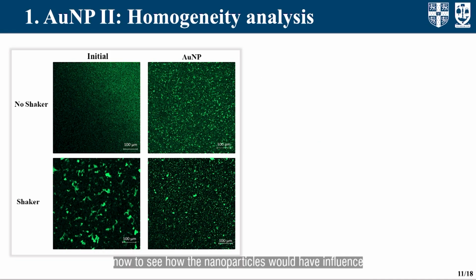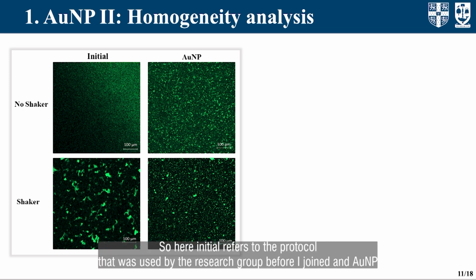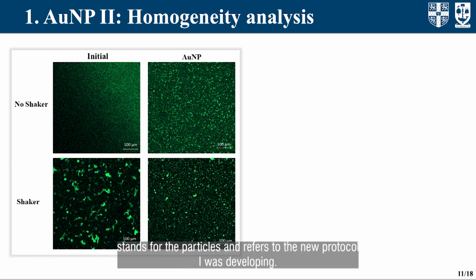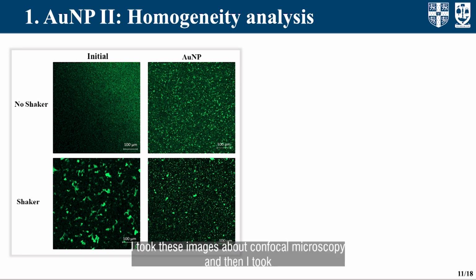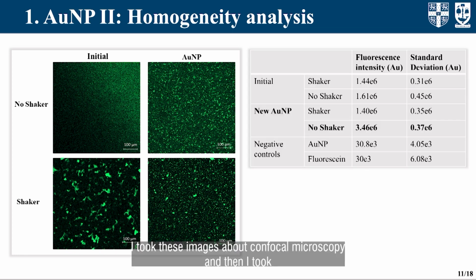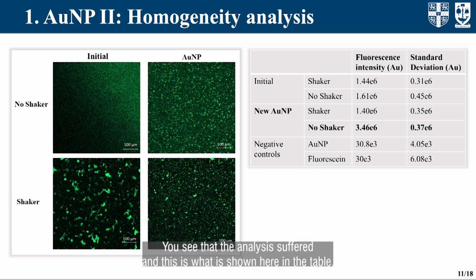Now, to see how the gold nanoparticles were influencing the surface homogeneity, I performed an optical experiment. So I had 4 glass slides that I functionalized in 4 different ways. Here, initial refers to the protocol that was used by the research group before I joined, and AuNP stands for gold nanoparticles and refers to the new protocol I was developing. So I functionalized the surface, I took these images that are called confocal microscopy, and then I measured the intensity of the signal using a data analysis software. And this is what is shown here on the table.